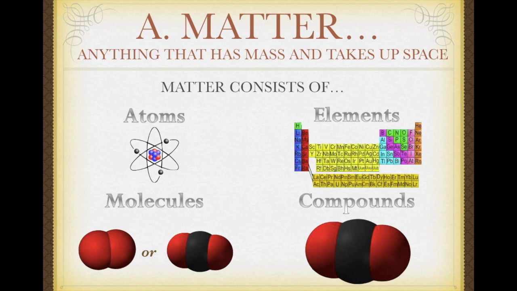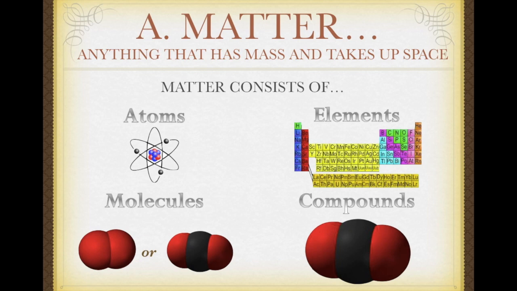Now, all matter consists of atoms. Atoms have protons, neutrons, and electrons. Protons and neutrons are in the nucleus, while the electrons fly around the nucleus. Now, atoms make up elements. You might have a single atom of sulfur, okay? Or you could have hundreds of atoms of sulfur, but it's still one element.